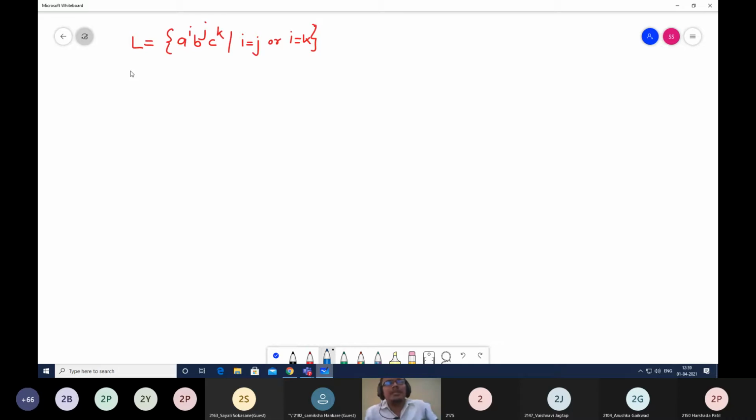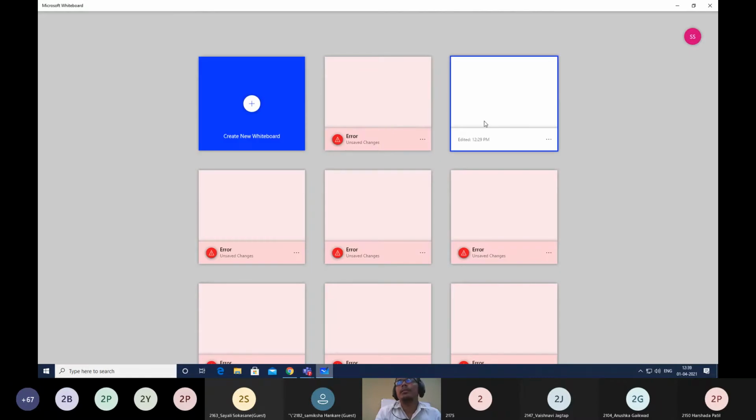So if you remember, yesterday we saw one problem, a^i b^j c^k, where j is equal to i or j is equal to k, right? That problem must be there in your notebooks right now. So all of you just open that problem in your notebook. Yesterday's problem.